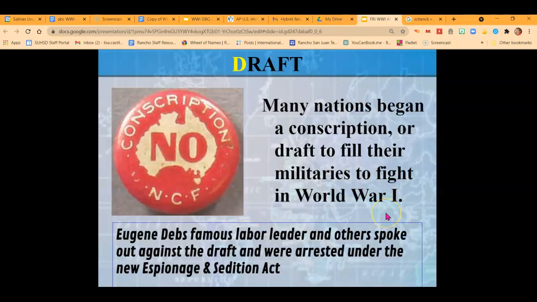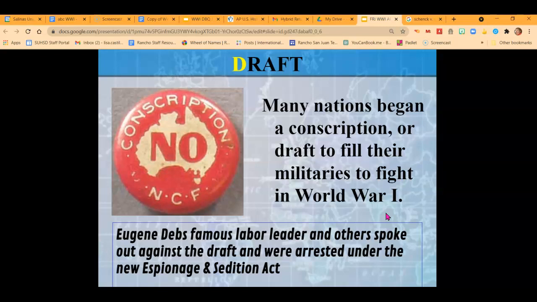All right, D, reaction to the war, the draft. So many nations, including ours, began to conscript, that means force, citizens, or draft them to fill military positions because really almost none of the armies were quite big enough. So in America, we began to conscript, we began to draft, and a lot of people were against that.